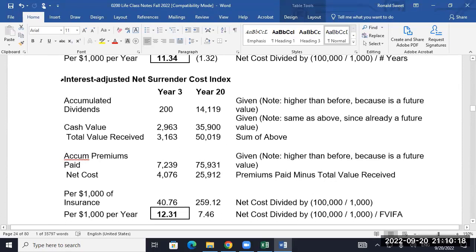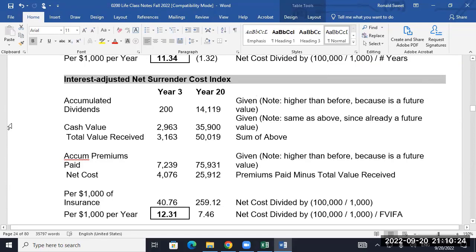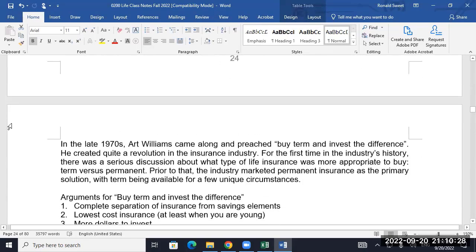I should Google this and see if this is reported on the internet somewhere. If anyone's on the internet, you want to try that interest adjusted net surrender cost index for whole life and just see if something comes up. It would be interesting. I should have done that.